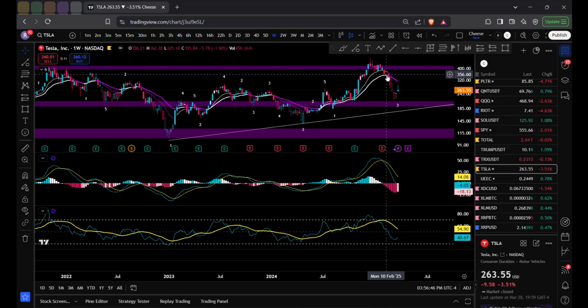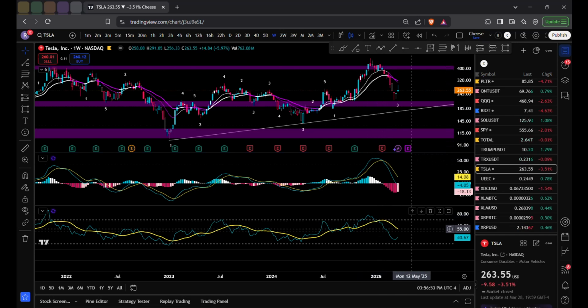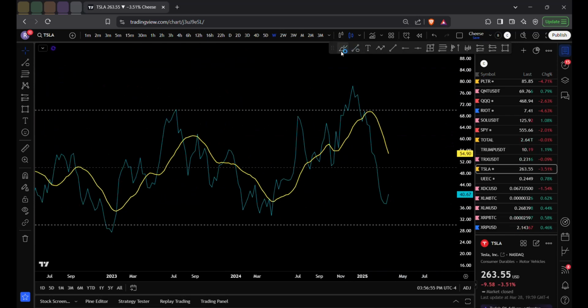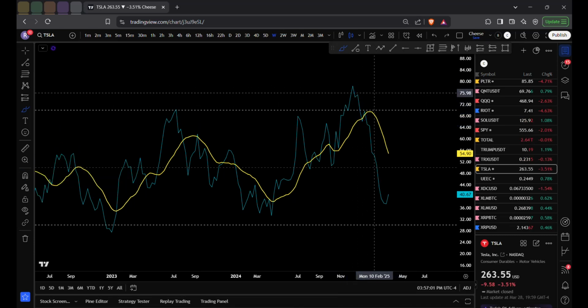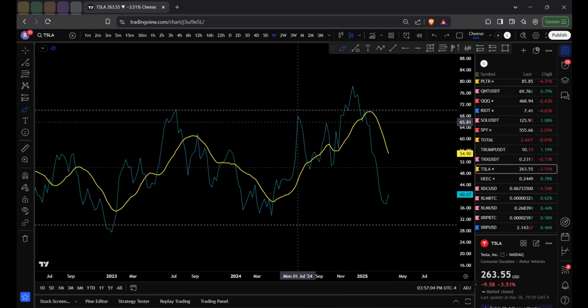We then broke the moving averages. We then broke the RSI here first, right? We broke market structure. We did that thing that I told you to watch out for, where you break the 70, you break the moving average, you use the 70 as resistance. Once again, different ticker, different time frame, different everything.